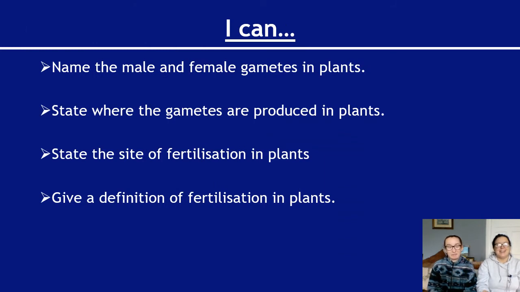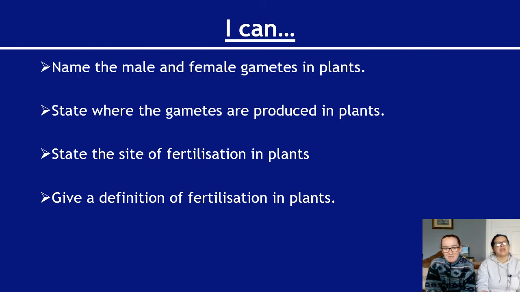That's plants. Easy. Okay, so the male gamete is going to be contained inside pollen, the female gamete is going to be contained inside the ovule. The male gamete is produced in the anther, the female gamete is produced in the ovary. The site of fertilisation in plants is the ovary this time round. And for a definition of fertilisation, it is the fusion of a pollen nucleus and an ovule nucleus to produce a diploid zygote. Wow. Right, so that is us done with key area 3.